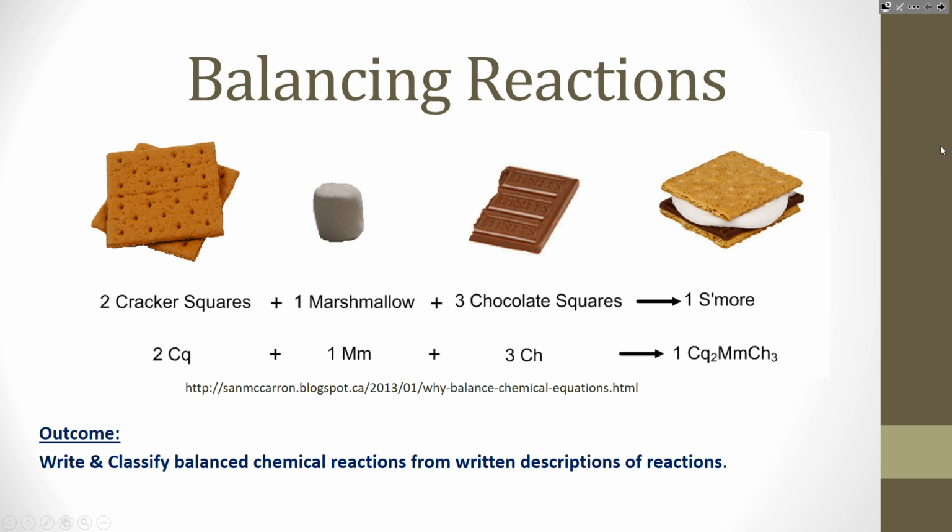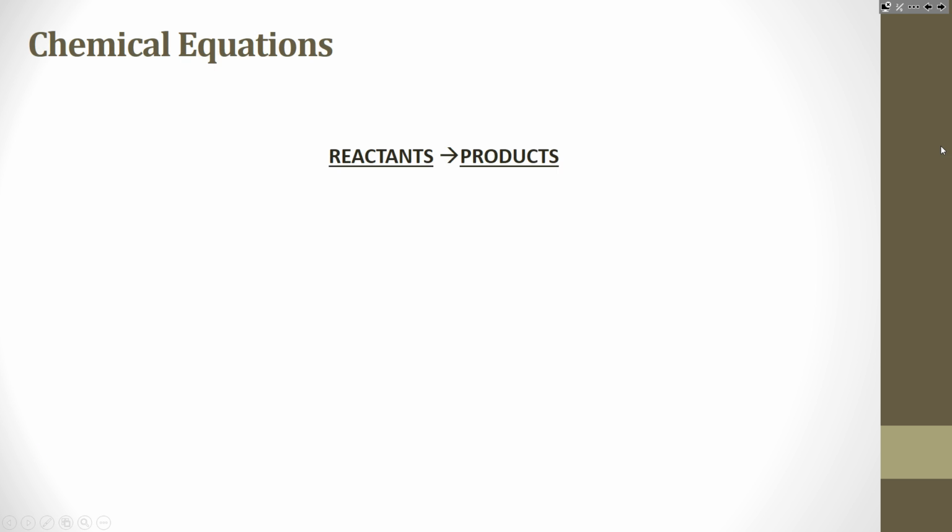In chemistry, you can also think of a chemical reaction as like playing with Lego, where you take apart the Lego bricks and you put them back together in a different way, but you use all the same bricks. The bricks don't disappear, they're still there. Just like with our s'more here, the cracker squares, the marshmallow, and the chocolate squares are all there, they're just now all combined. This is all because of something called the law of conservation of mass, and we'll talk about that in just a second.